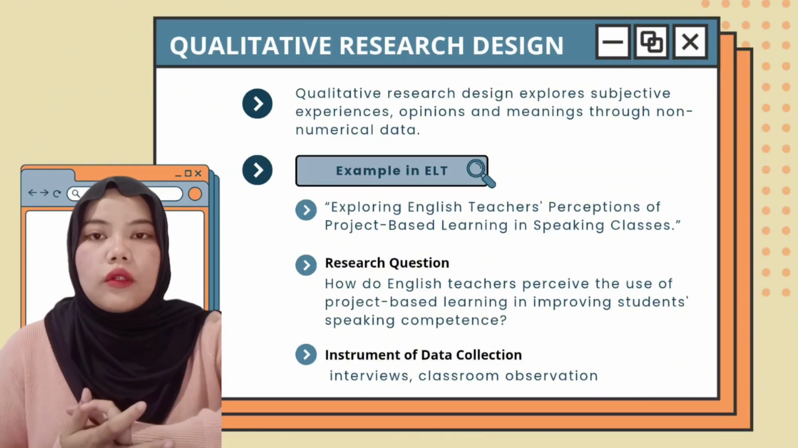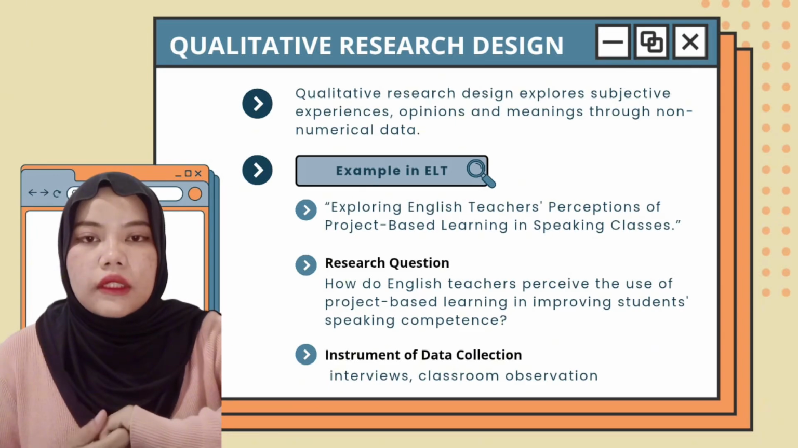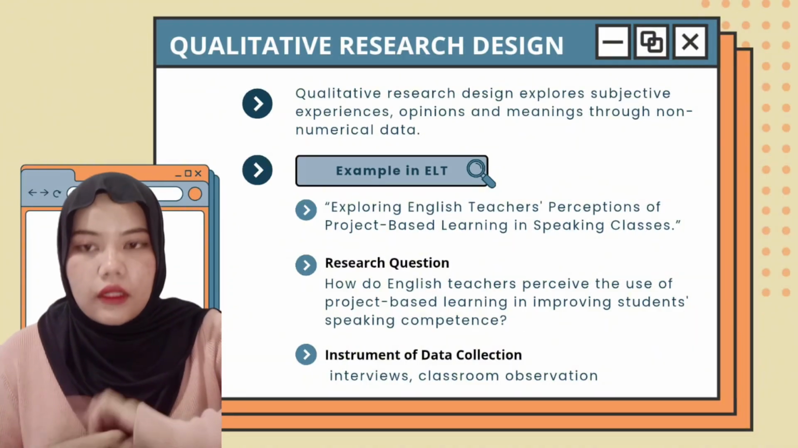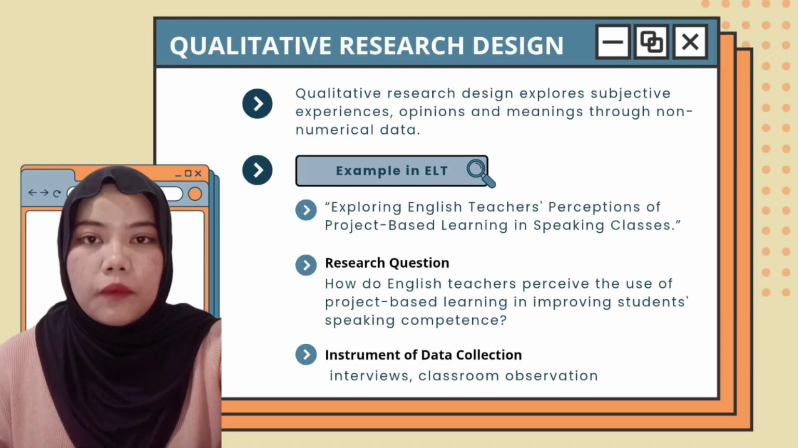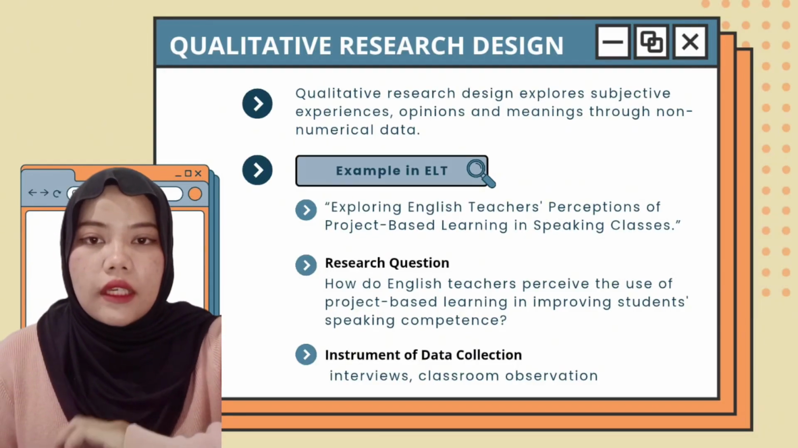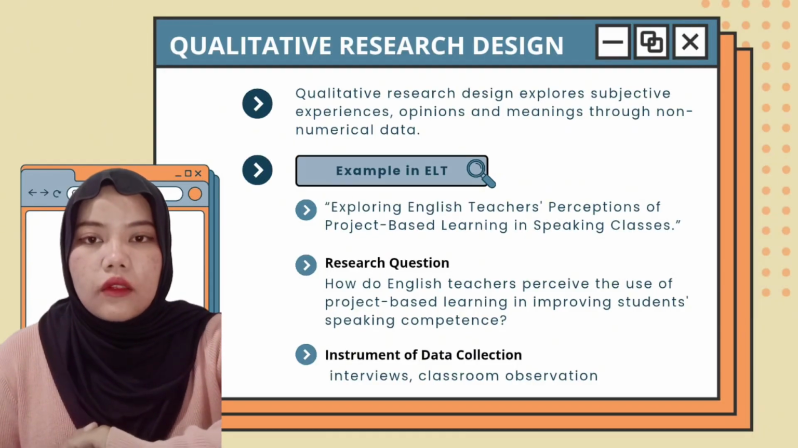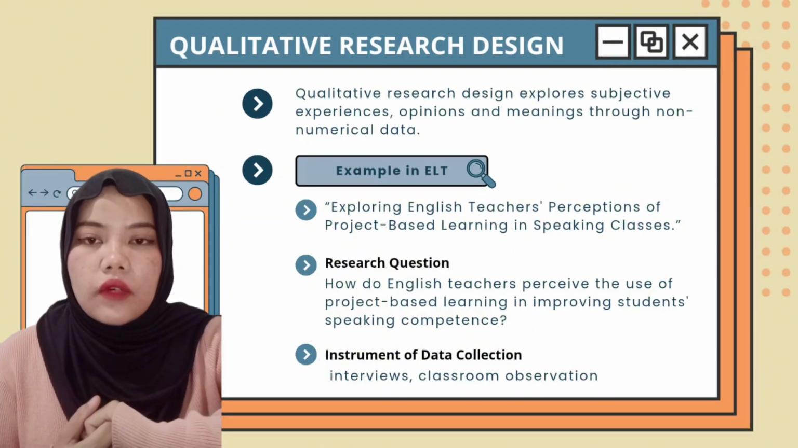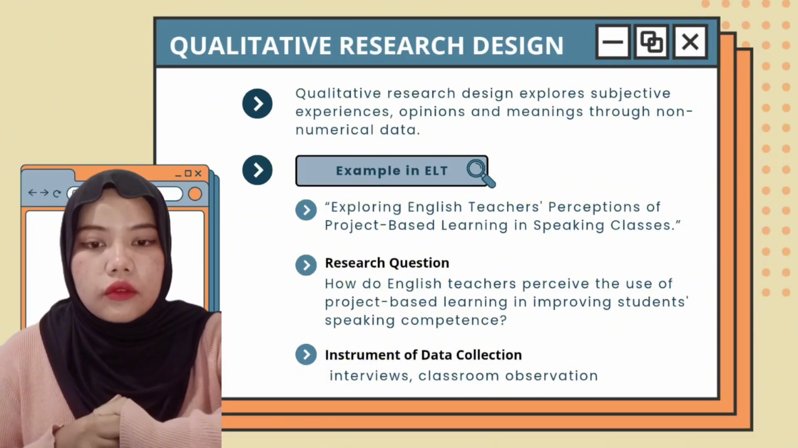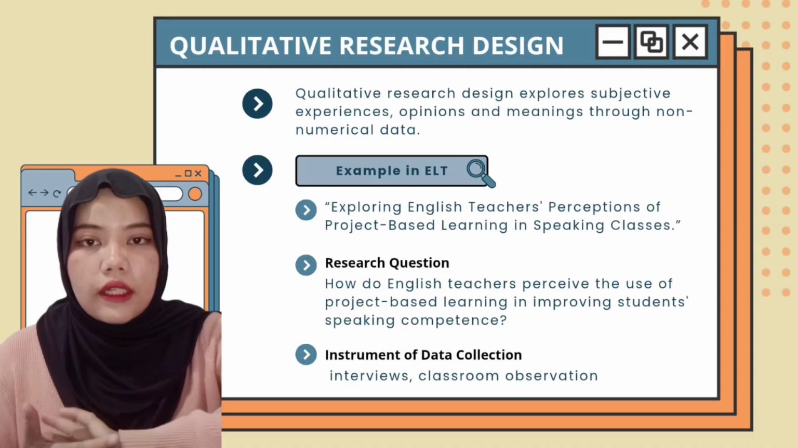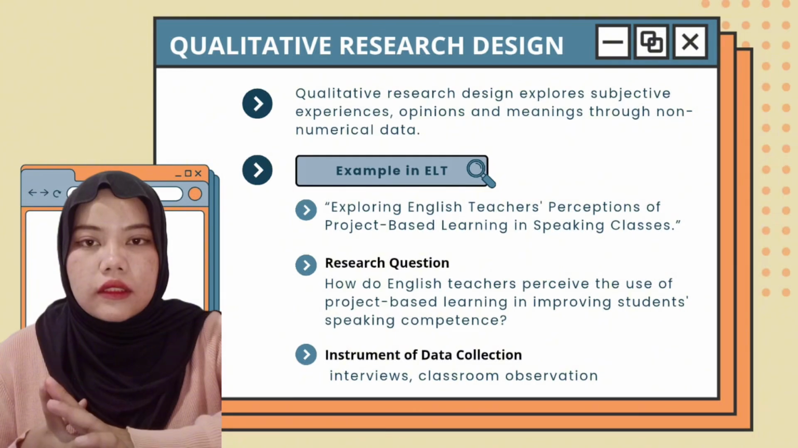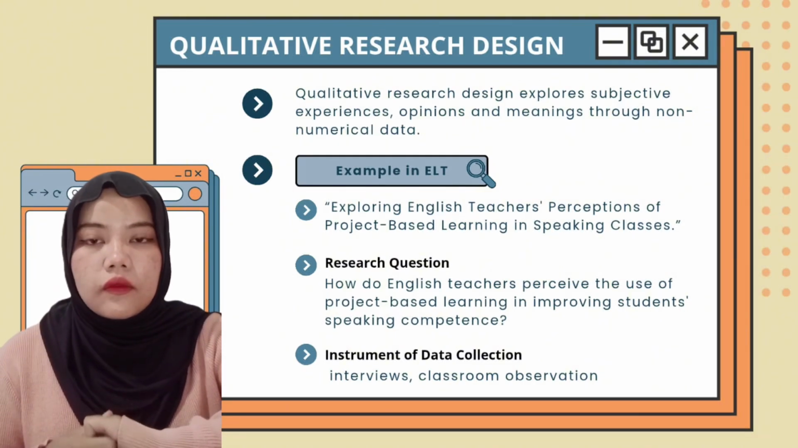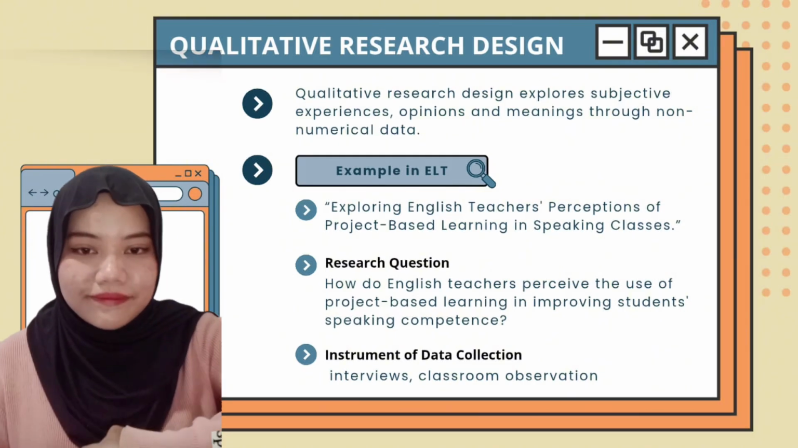We can also use instruments like semi-structured interviews, classroom observation, and taking notes. Why? Because interviews allow deep exploration of personal perspectives, beliefs, and practices. Classroom observation provides authentic insight into instructional methods and classroom dynamics. Both methods are aligned with the nature of qualitative inquiry, focusing on depth and context.